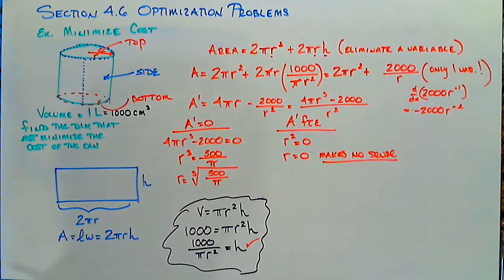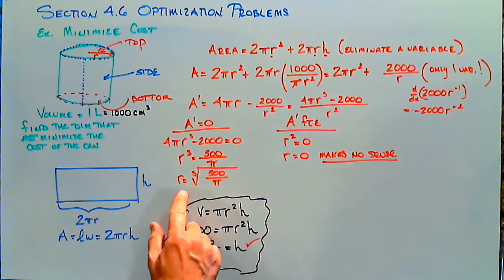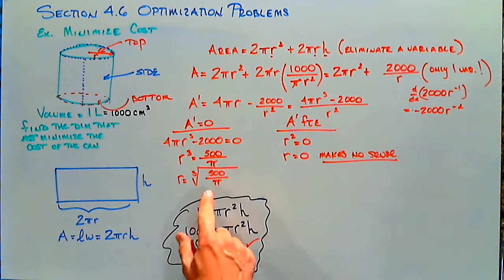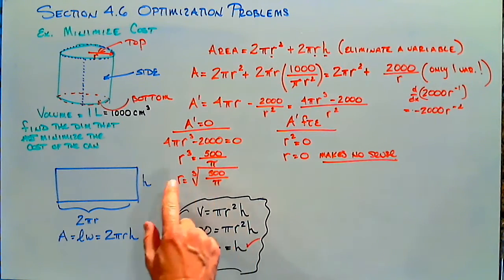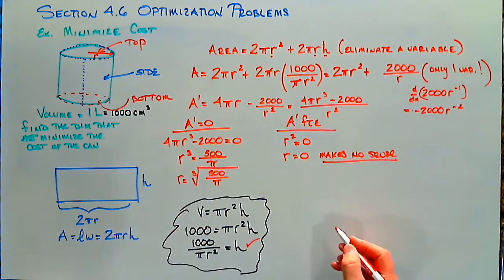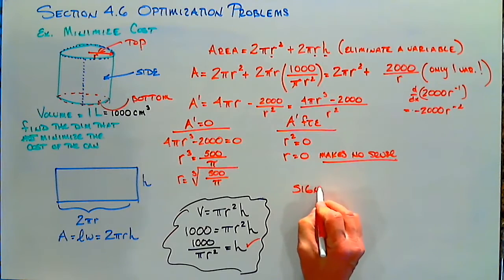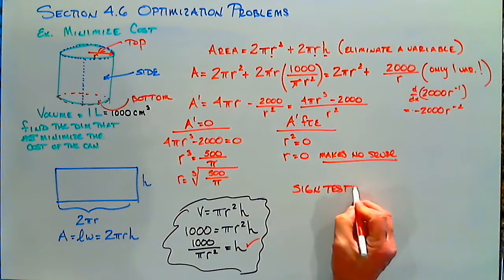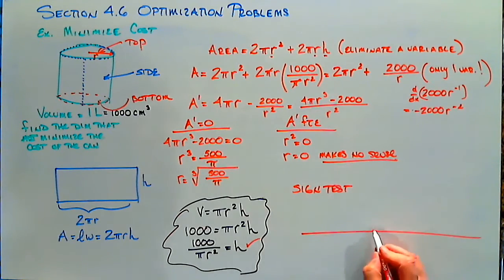So what would we have to do now to verify that this really is a minimum? There's some more work to do. What would we have to do? Well, we would have to run a sign test on this. We would have to take this number, look at numbers less than this, and then look at numbers greater than this. We would have to generally just work out a sign test like we've done in the past. We know our critical number. Our critical number is the cube root of 500 over pi.